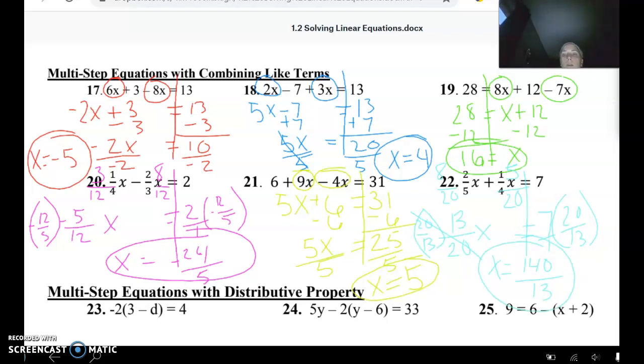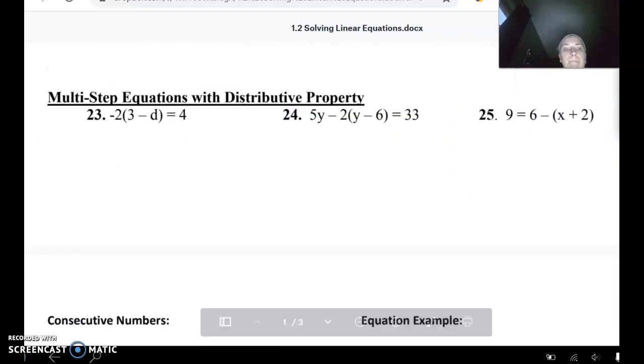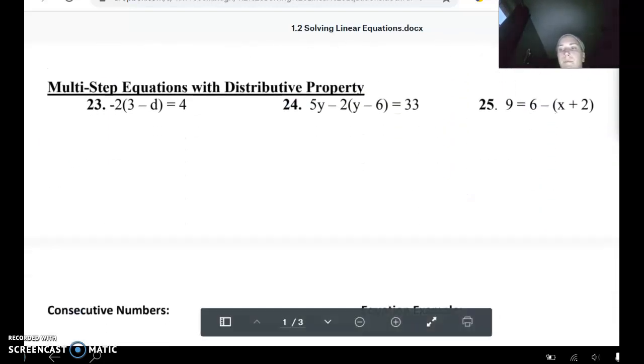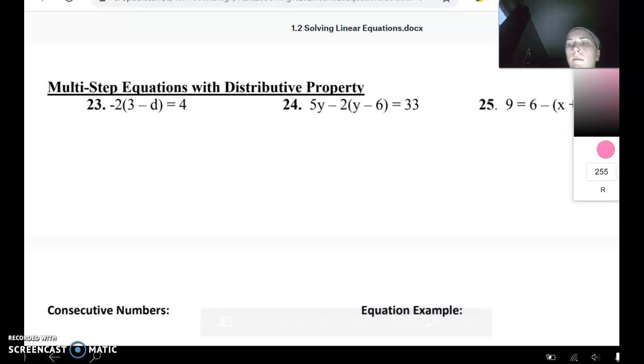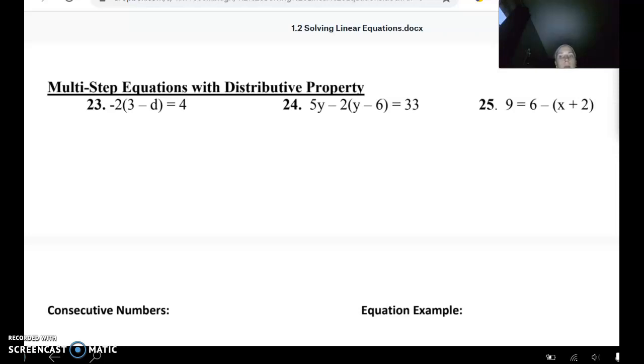Alright, so if you need to pause and catch up on those, go ahead and do so now. And I'm going to erase and move down to the next section. So now we're talking about multi-step equations, and we're kind of adding in the distributive property. We've been talking about this between last week and this week. So you should be familiar with the distributive property.